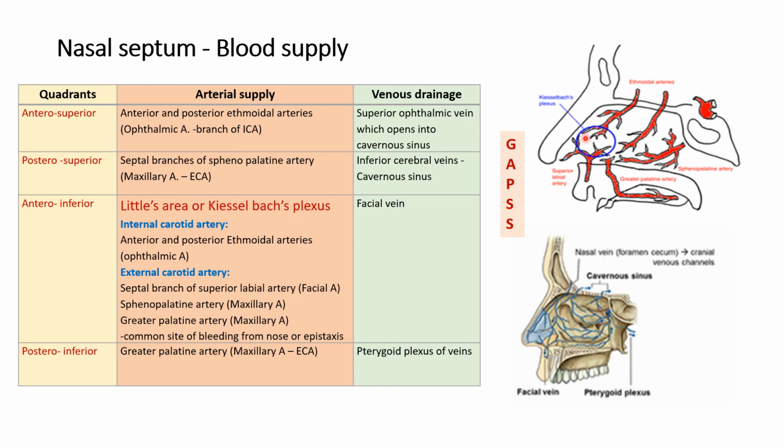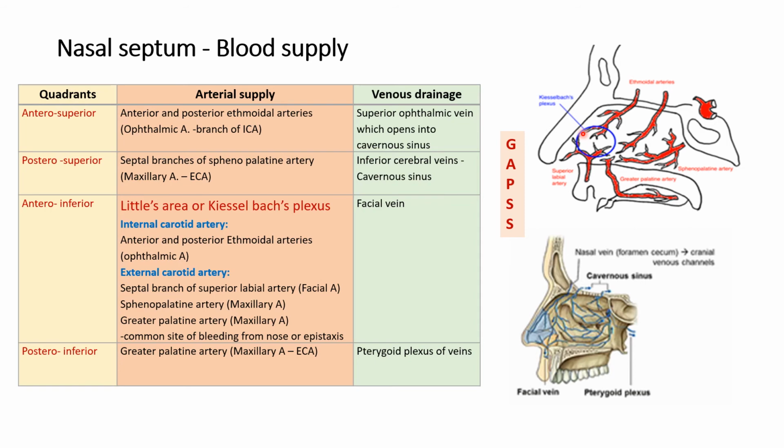And this plexus can be remembered with a mnemonic GAPSS, of which G stands for greater palatine artery, A stands for anterior ethmoidal artery, and P stands for posterior ethmoidal artery. One S is representing the septal branch of superior labial artery, and the other S is for the sphenopalatine artery. So that is about the anteroinferior part.